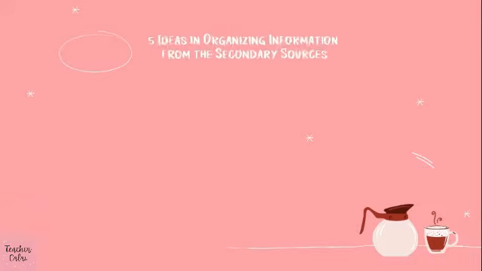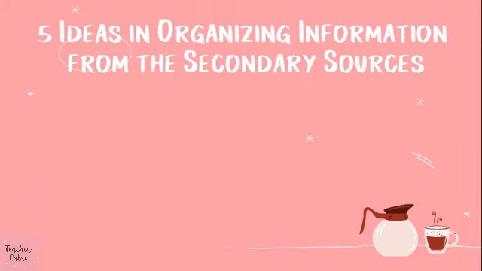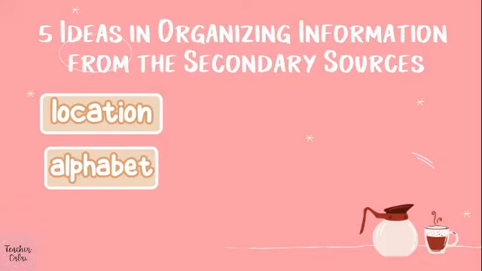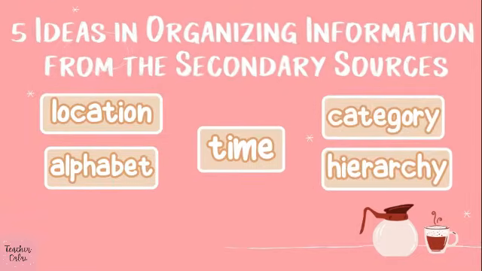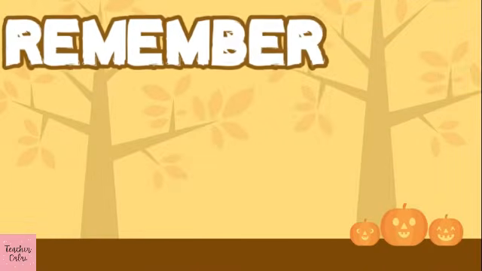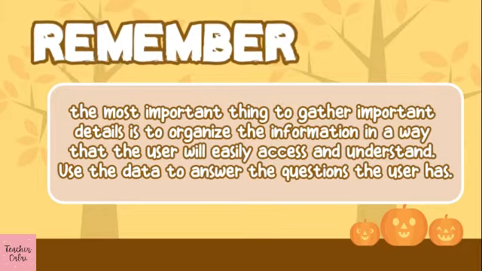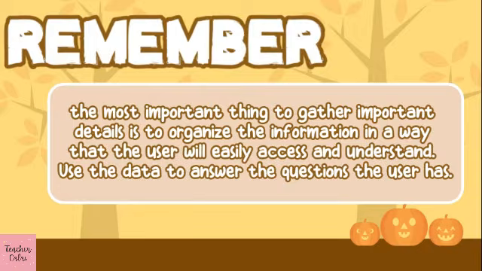Once again, the 5 ideas in organizing information from the secondary sources are location, alphabet, time, category, and hierarchy. Remember, the most important thing to gather important details is to organize the information in a way that the user will easily access and understand. Use the data to answer the questions the user has.